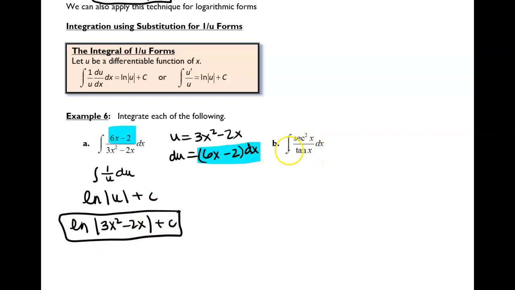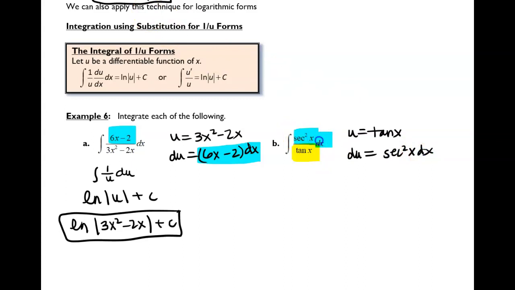In part B, we have the integral of secant squared x over tangent x dx. So here you might see the degree is higher on the top, but don't get confused there. You really want to be thinking which one is the derivative of which. And again, secant squared is the derivative of tangent. So I'm going to be making my u the function on the bottom. And my derivative of u is secant squared x dx. So notice I have that on the top.